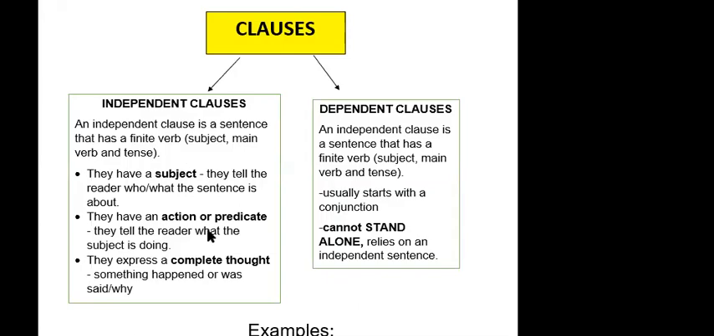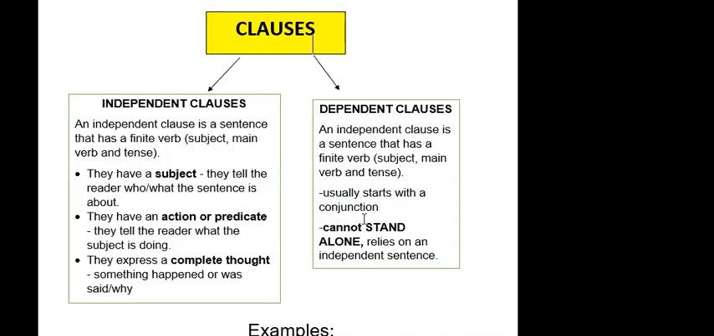Right? So it has a subject. So it tells us who or what the sentence is about. It has an action, a verb or predicate. A predicate is telling us what the subject is doing, right? And lastly, it expresses a complete thought. It tells us that something has happened, why it has happened, what has happened, right? We're going to go into examples.